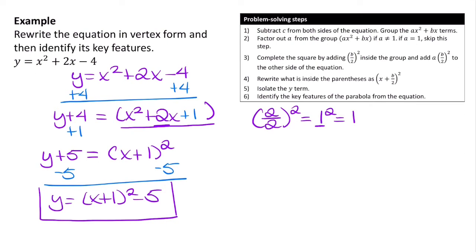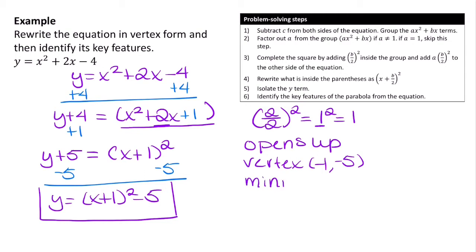So now we can identify key features based on this equation. Since the term being squared is an x term, we know that it's a vertical parabola. Since a is positive, we know that it opens up. The vertex will be at -1, -5. Since it opens up, the vertex will be a minimum value. And we know that the axis of symmetry will be x equals -1, okay?